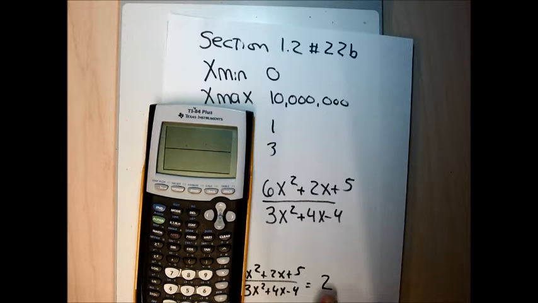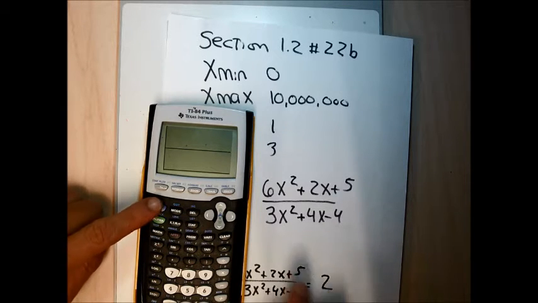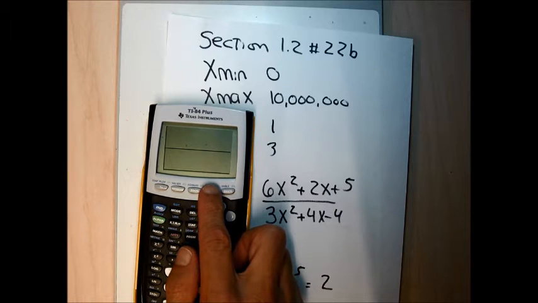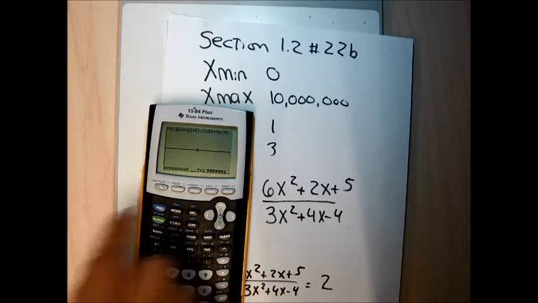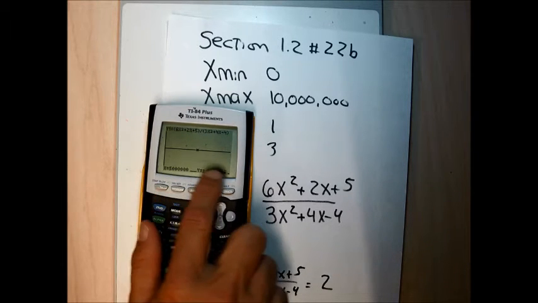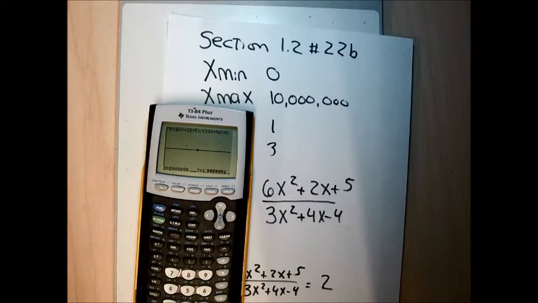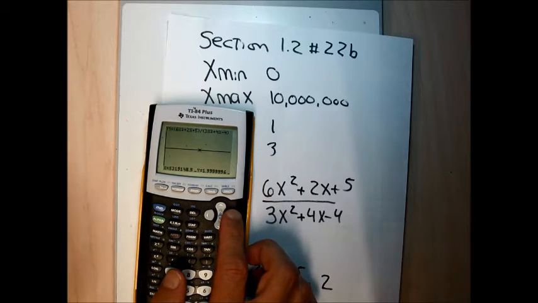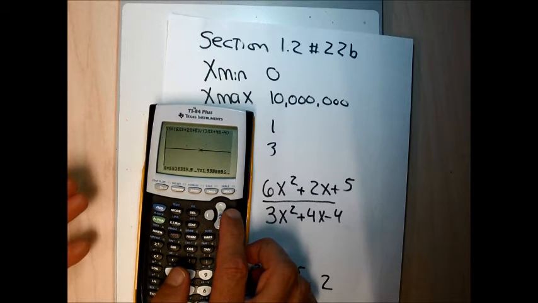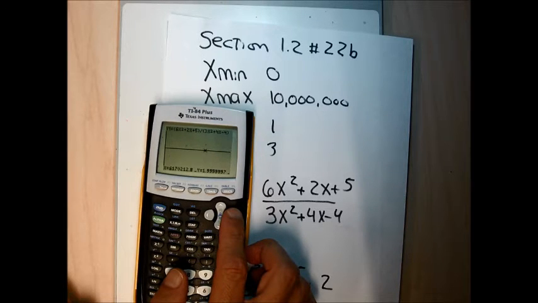So to find this limit, I'm just going to hit the trace key, and then I'm going to start tracing. And as I start tracing, I'm not really paying attention to the x's, I'm paying attention to the y's. And I would love to see y equal to 2 as I trace further and further to the right. You'll notice right now I'm at y equals 1 and then 6 9s and a 6. If I trace a little further to the right, I get y equals 1.69 and a 7.